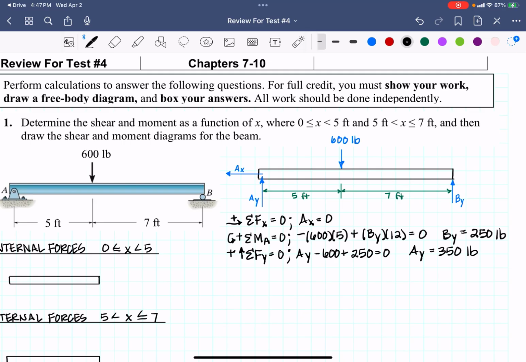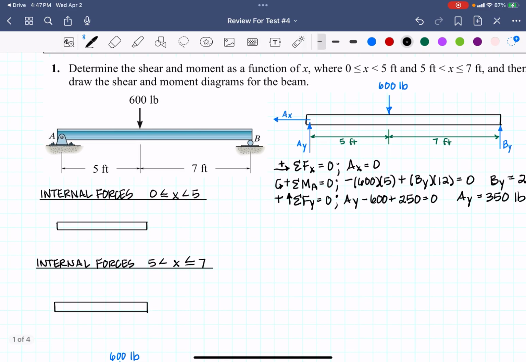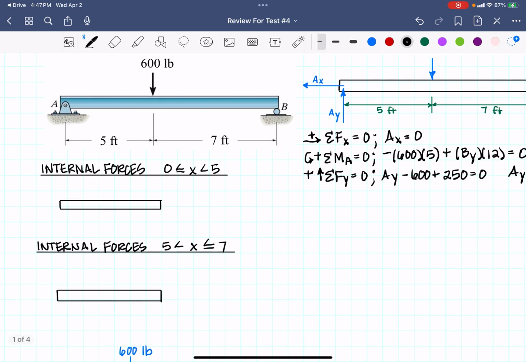So the next thing I need to do, so I found that for our shear and moment diagrams, we need to know that. The next thing I need to do is determine our equations for the internal forces from 0 to 5 and from 5 to 7. So the first thing I'm going to do is draw the free body diagram from 0 to 5. So I have got a reaction force where A is, and I calculated that to be 350 pounds. And then in that 0 to 5, that's all I have.